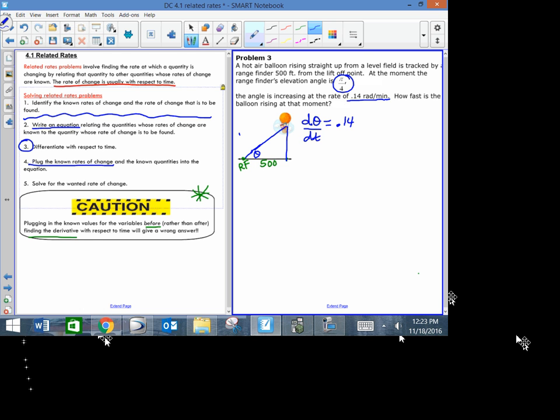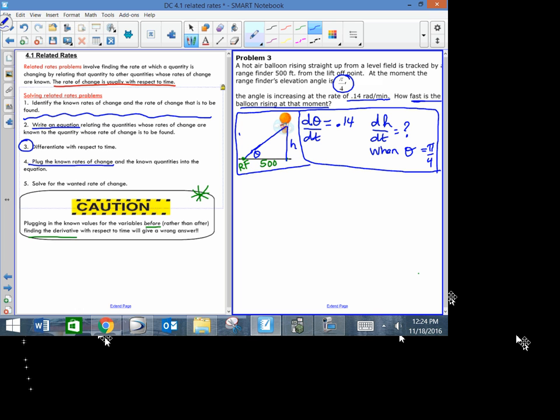All right, how fast is the balloon? That's a rate. How fast is the balloon rising? So what other variable do we need here? The vertical. That's okay, so that's changing as that balloon goes up and down, right? What do you want to call it for a variable? H. Okay, so dH/dt is what we're looking for. Theta is pi over 4. Okay, so this is step 1.